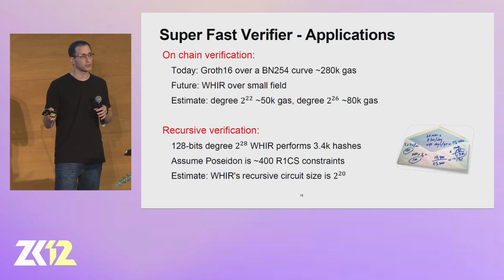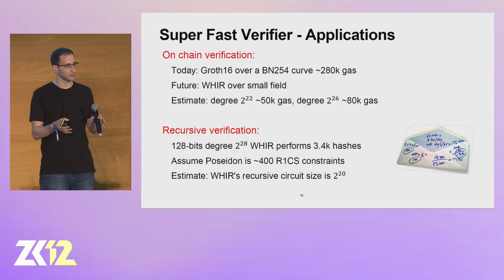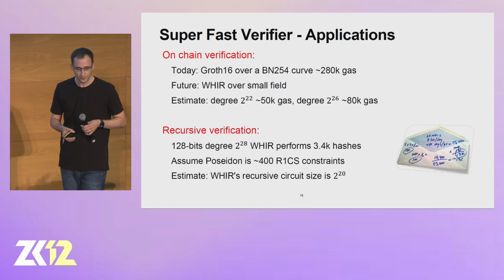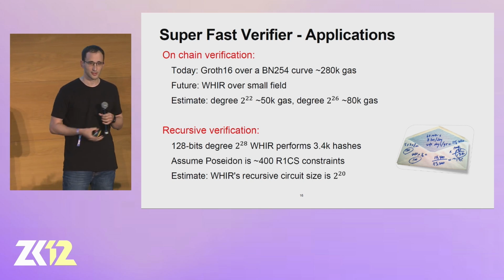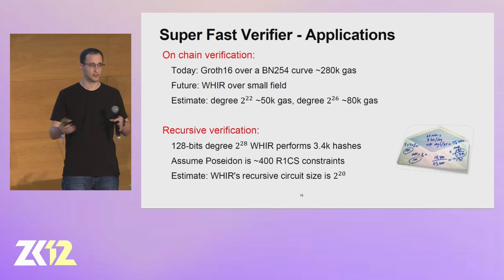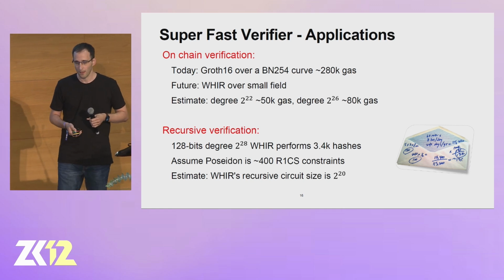Okay, so you start with a computation of size 2 to the 28, and then you run one WHIR iteration, and the next step you have something of size 2 to the 20, a much smaller computation, and everything is much faster, and you can run whatever you want. Okay.